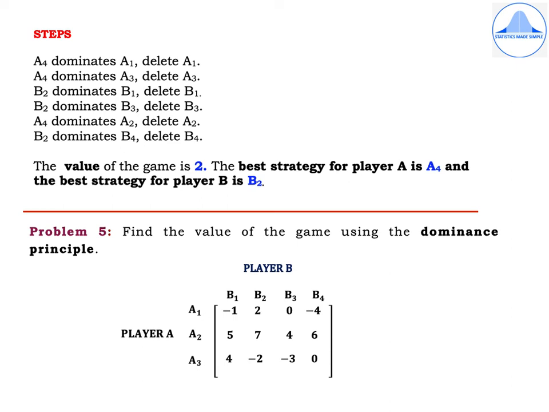So write the conclusion. The value of the game is 2. The best strategy for player A is A4 and the best strategy for player B is B2.